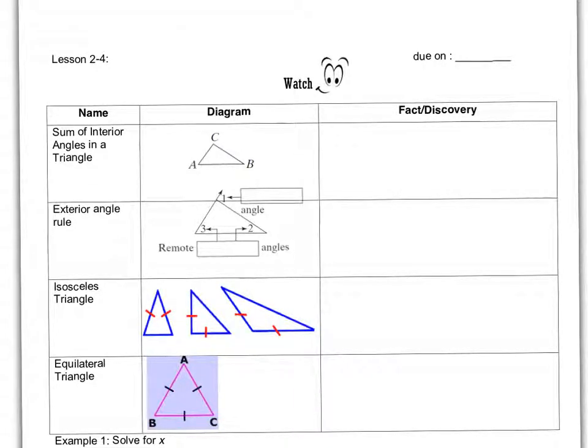All right, this is lesson 4 of unit 2. We're talking about angles in a triangle. The first thing here, sum of the interior angles. Interior means inside, so angle A, angle C, and the last one, angle B. Those all add up to 180 degrees.